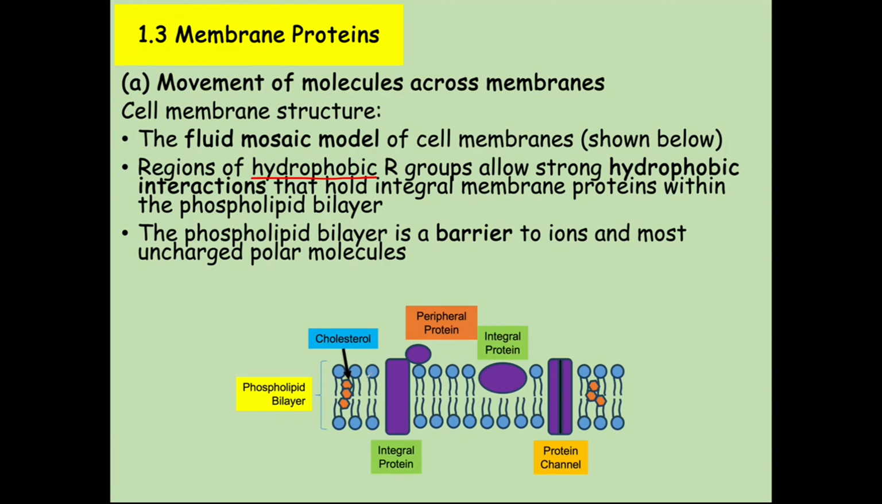Now, we've also got a phospholipid bilayer, okay? That's two layers of phospholipids, and they act as a barrier to ions and most uncharged polar molecules. So ions and uncharged polar molecules cannot pass through the phospholipid bilayer. They have to use one of these channels instead, and we'll talk more about the channels later on. So the phospholipid bilayer is a barrier to most ions and most uncharged polar molecules. You need to remember the role of the phospholipid bilayer there and how the integral proteins are held within the membrane, and that's through these regions of hydrophobic R groups.